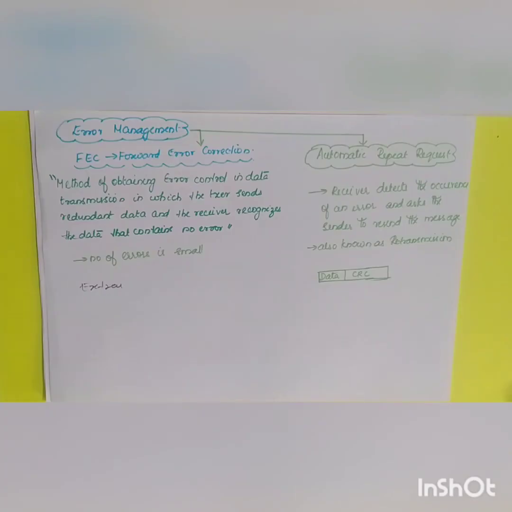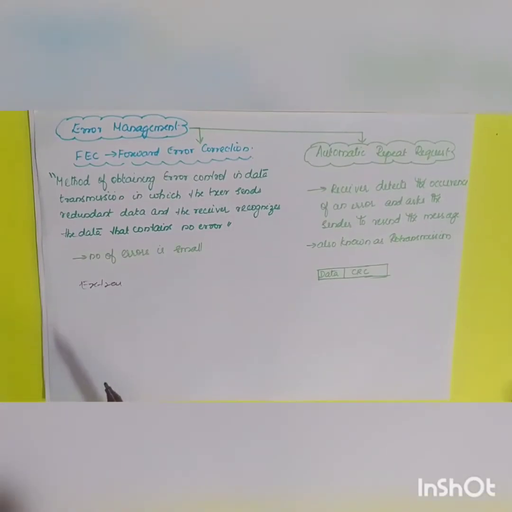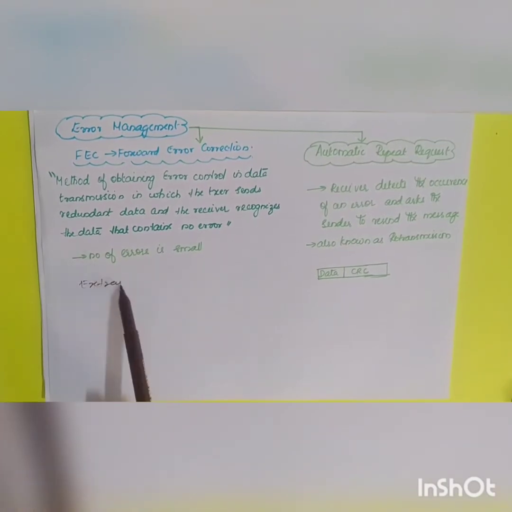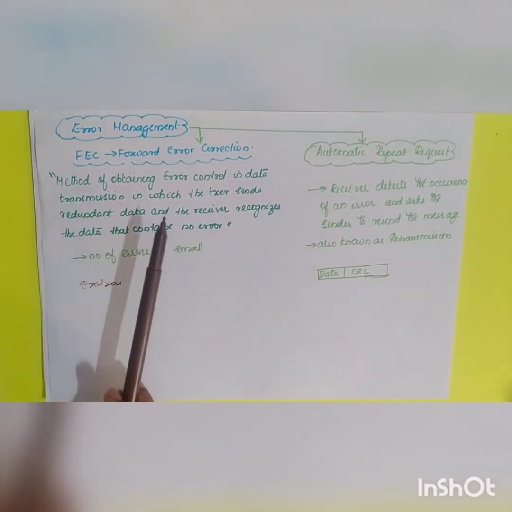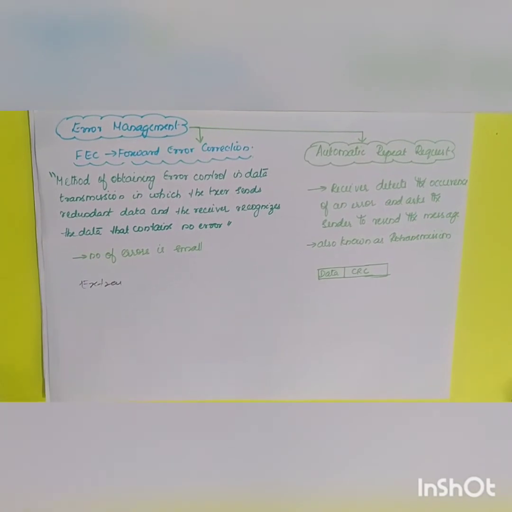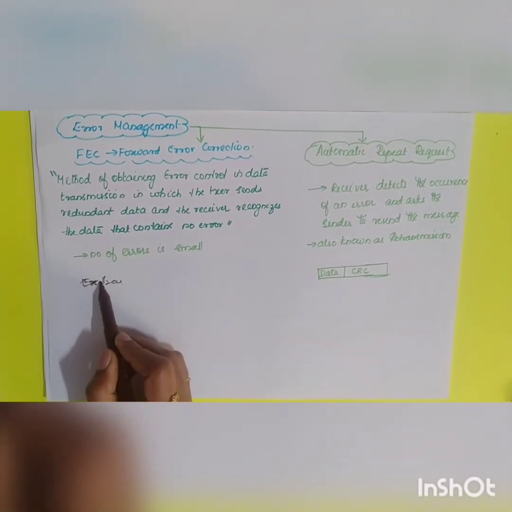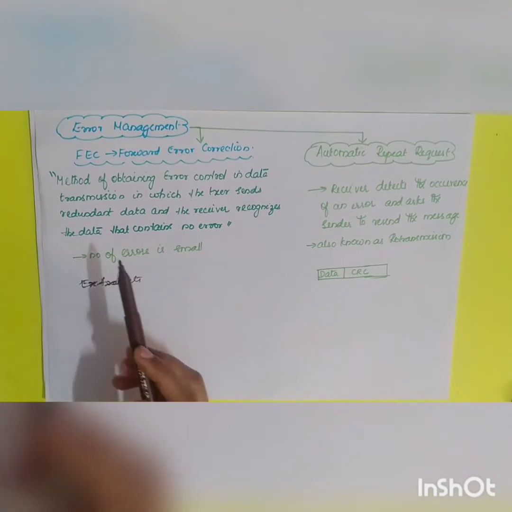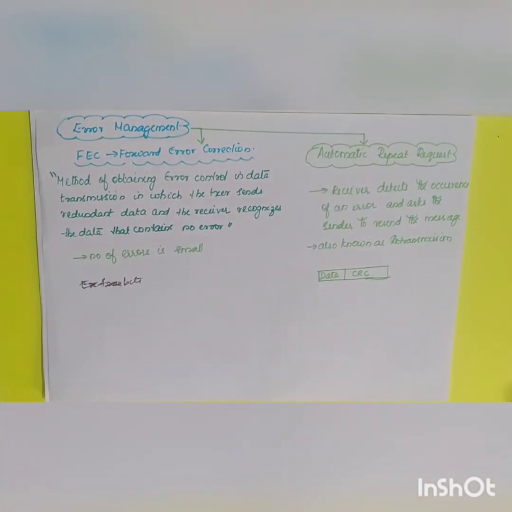Okay. So the next topic is the error management in digital wireless communication. There are two popular error management techniques. One is your forward error correction and the second one is called automatic repeat request. Forward error correction is a correction technique in which the information bits are transmitted along with some redundant bits. Redundant bits are also called extra bits. Okay, extra bits. It is a method of obtaining error control in data transmission, in which the transmitter sends redundant data and the receiver recognizes the data that contains no error.